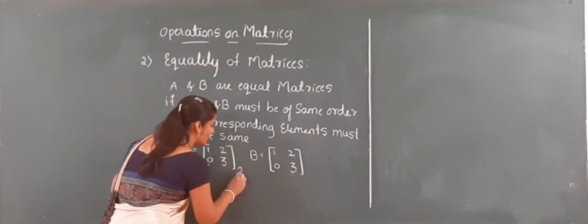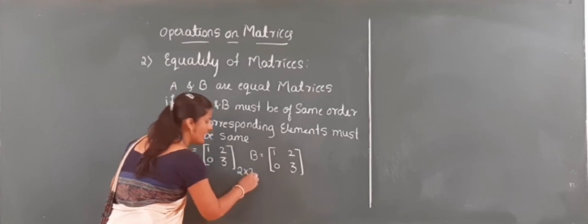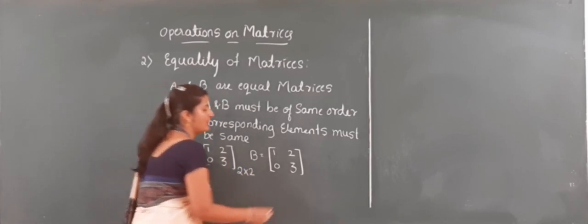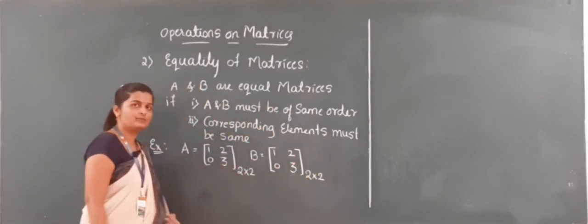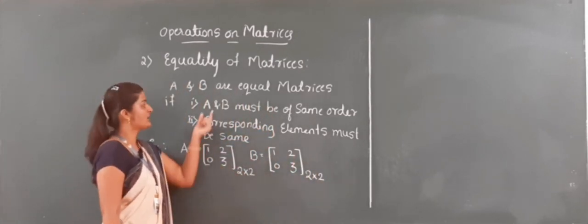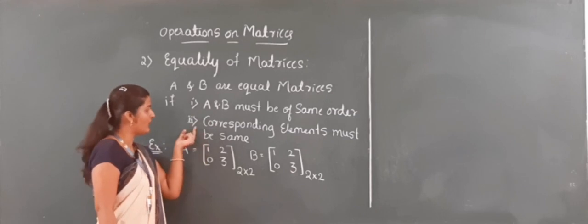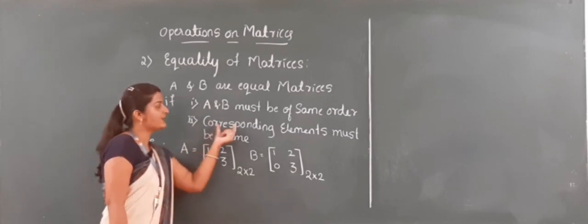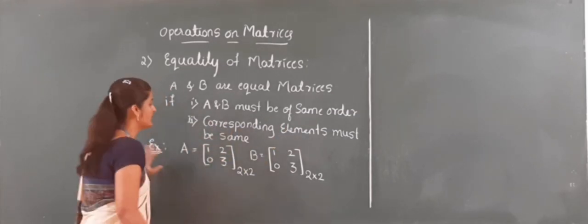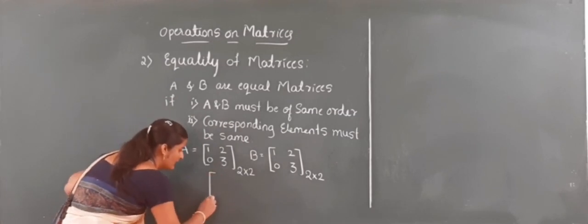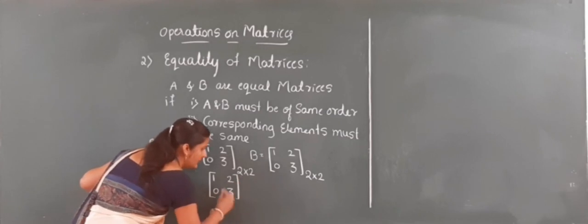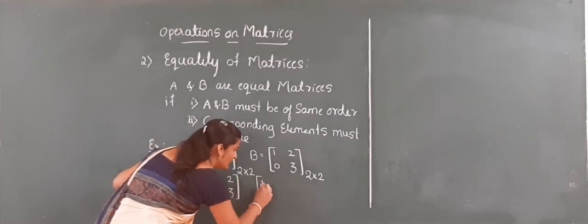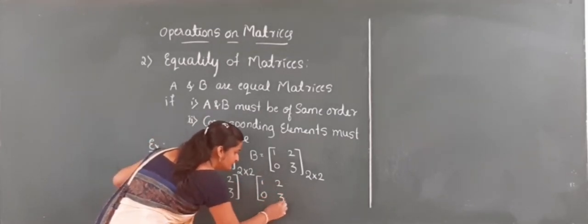So what is the order of A matrix? 2 by 2. What is the order of B matrix? Again 2 by 2. Okay. So first condition is satisfied. What about second condition? That is corresponding elements. Corresponding elements means I will write the A matrix 1 2 0 3 and I will take the B matrix, that is 1 2 0 3.